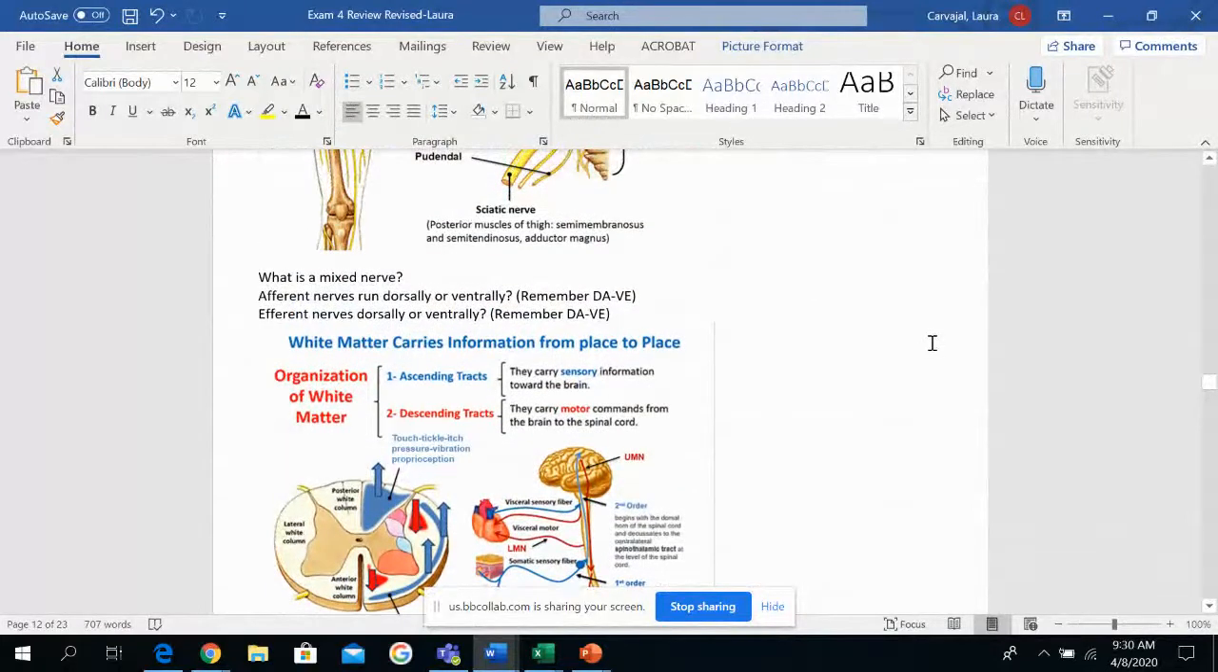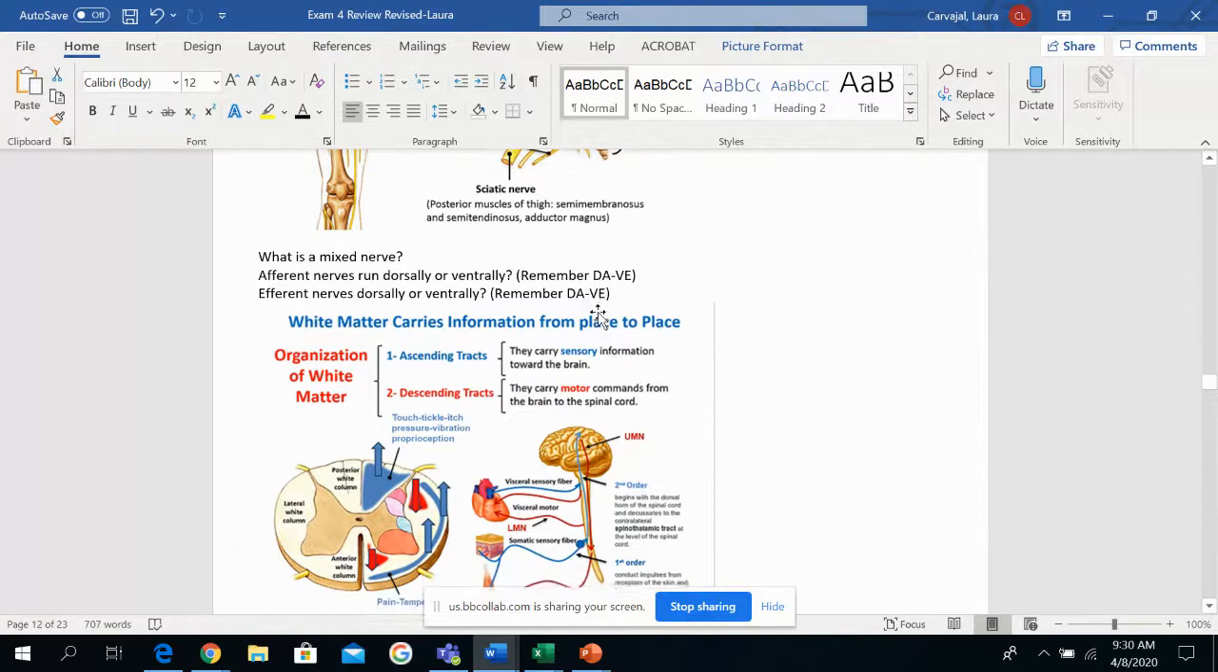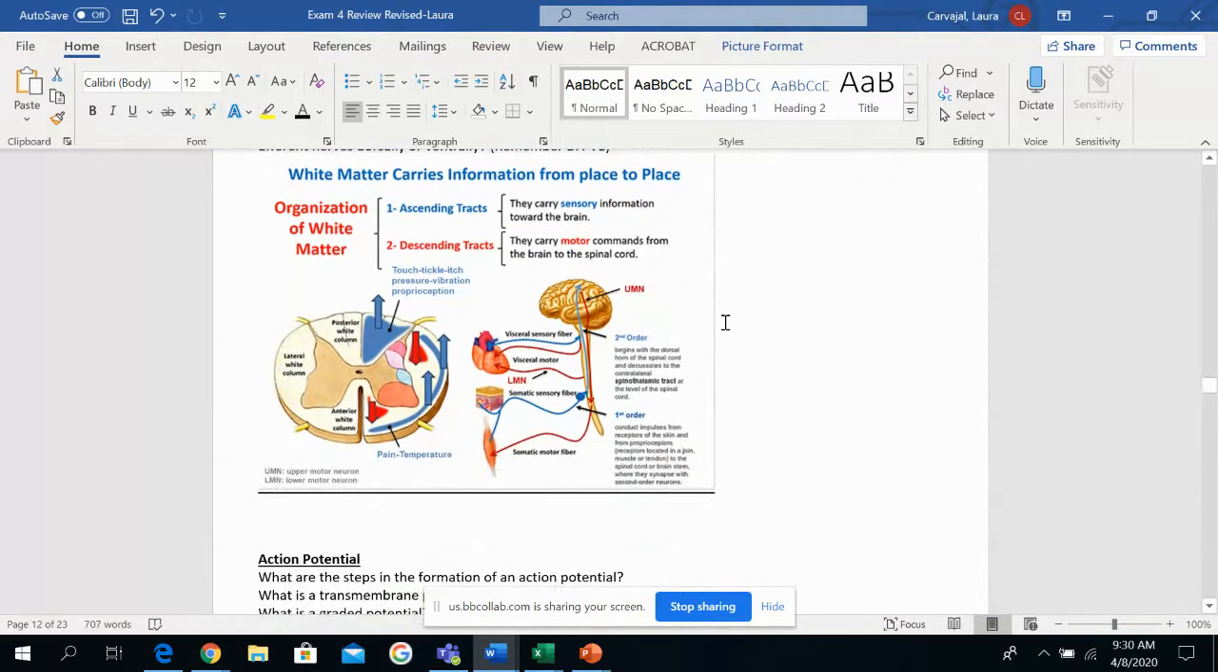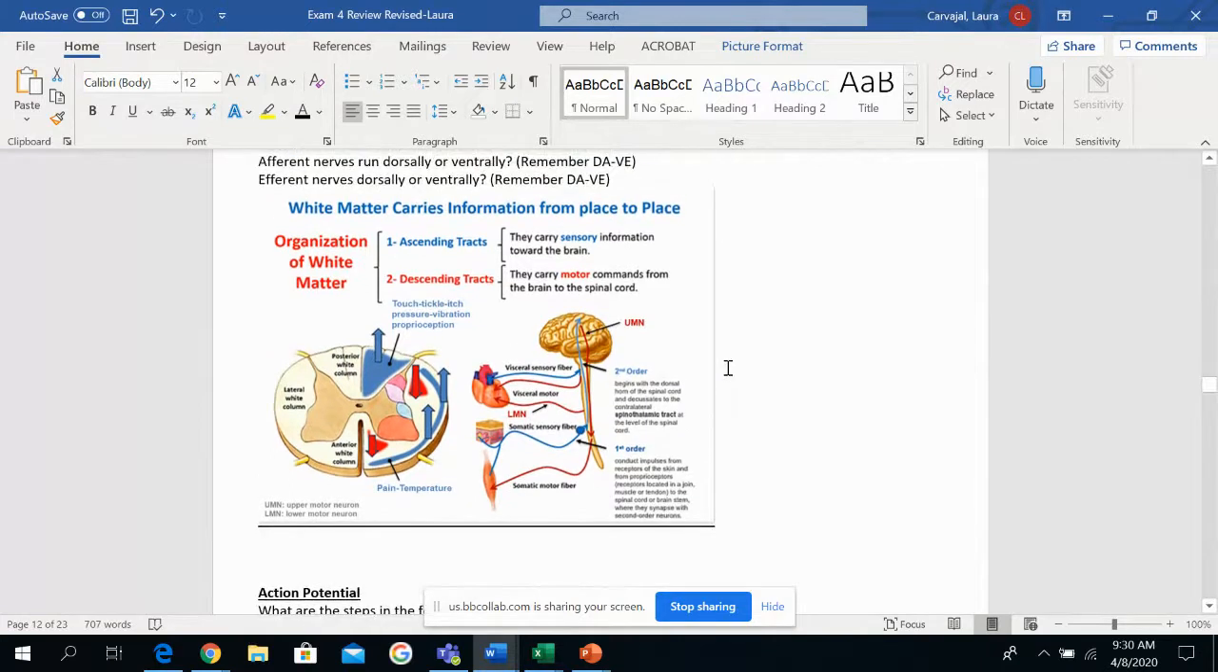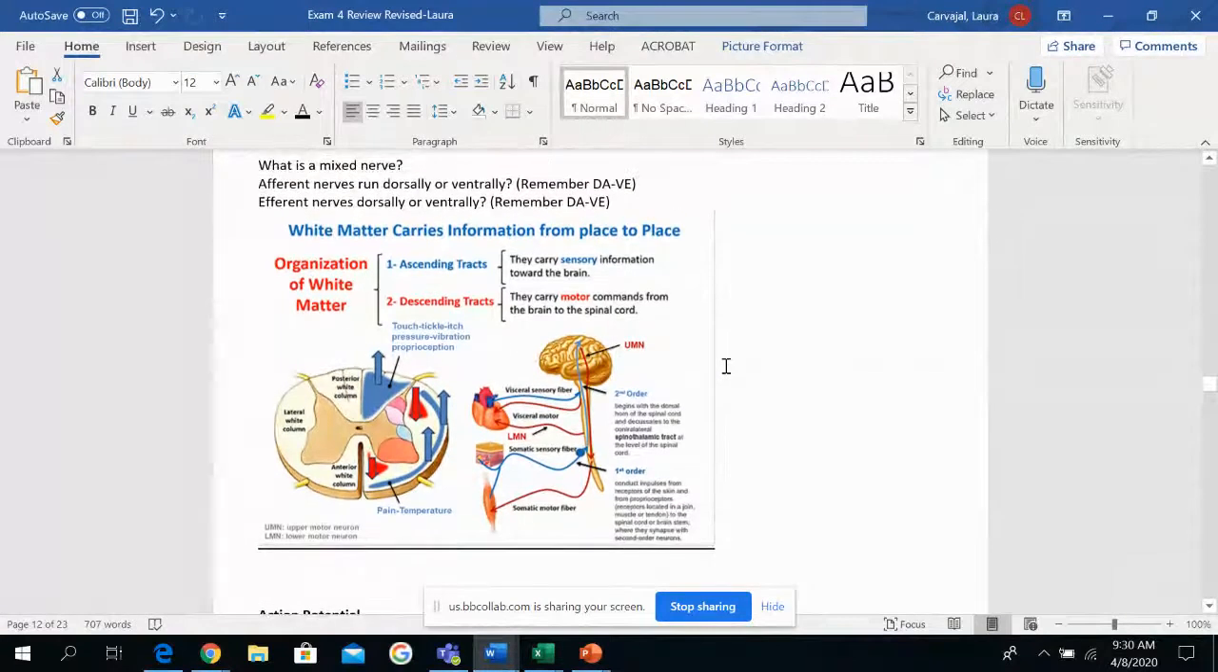Okay, so what is a mixed nerve? A mixed nerve is basically a combination of both a motor and sensory nerve. We have those too. They're great because if it's something that needs to be relayed quickly to your brain, then that's where that one comes in.